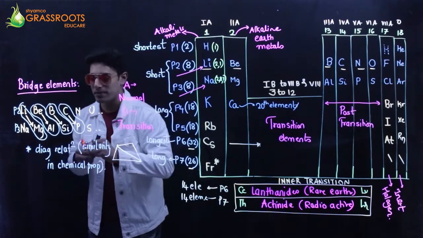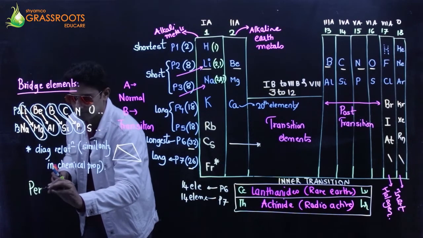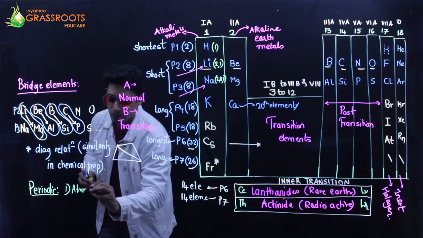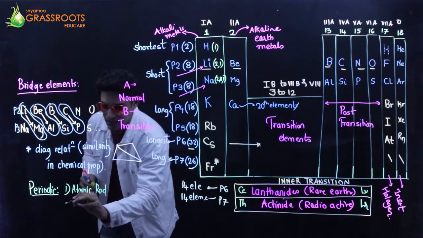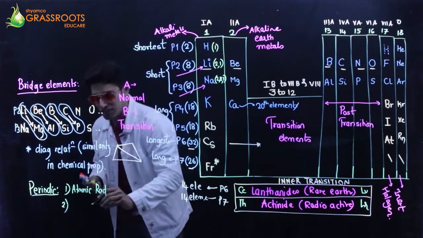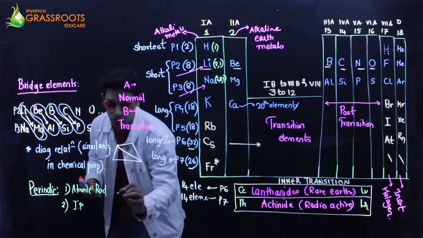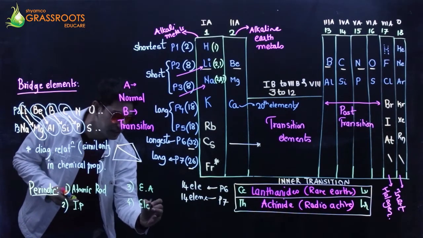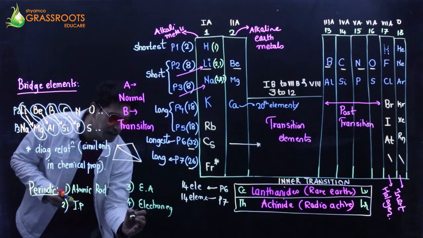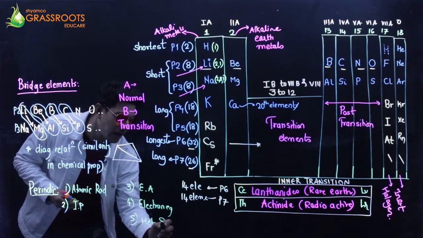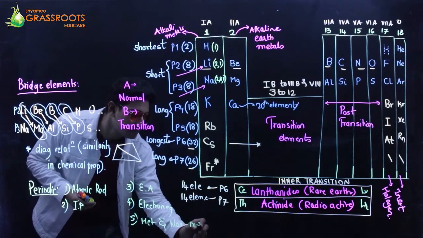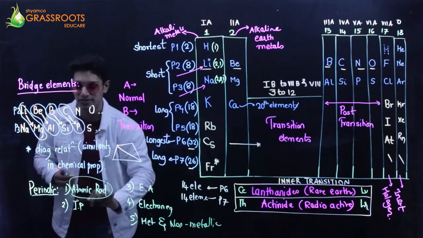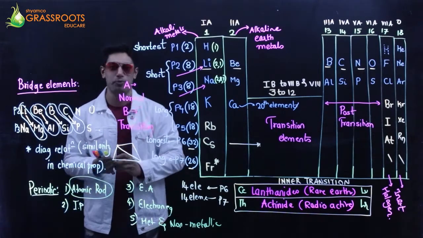Now, if I talk about the periodicity in properties, we are going to first study about atomic radius. Then we'll be studying about the second property, ionization potential. We'll be studying about electron affinity, electronegativity. And finally, we'll study about the metallic and the non-metallic nature. So now let's study and start with atomic radius as the first periodic property, right?